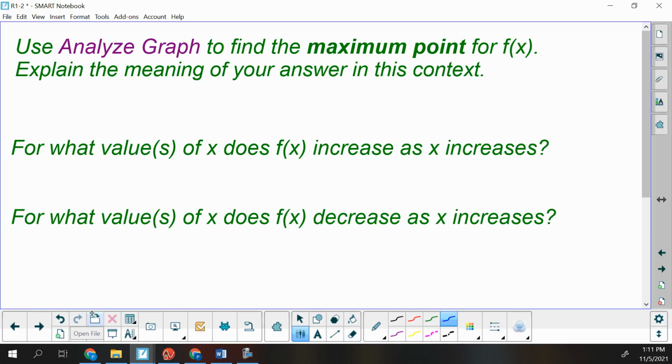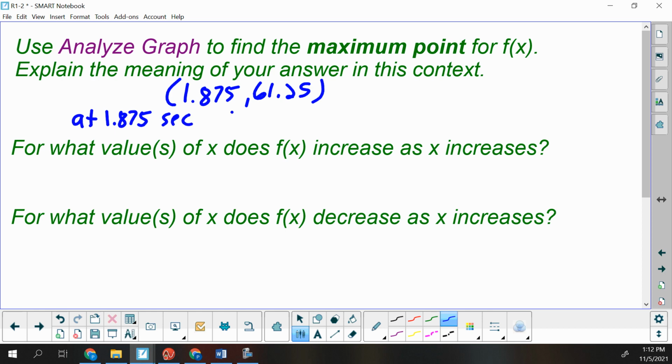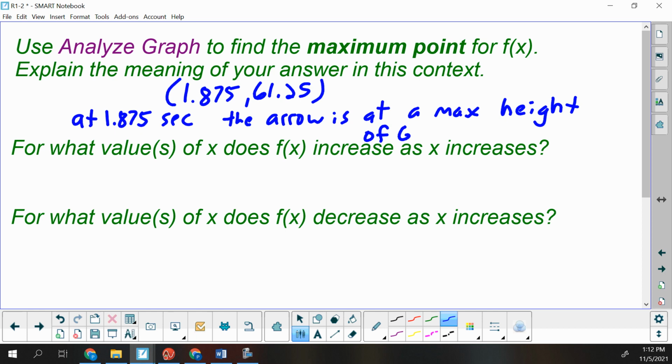So we end up getting the point 1.875, comma 61.25. Well, what's the meaning of this? This means that at 1.875 seconds, the arrow is at a max height of 61.25 feet.